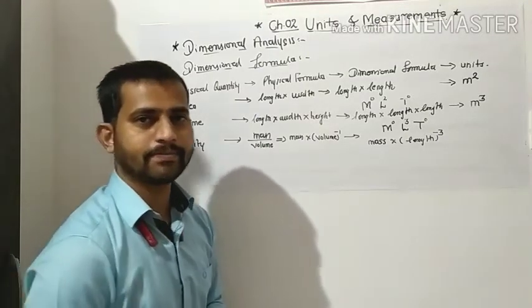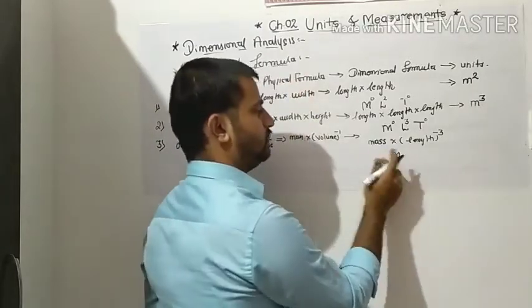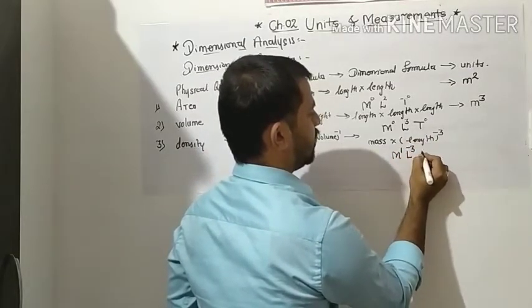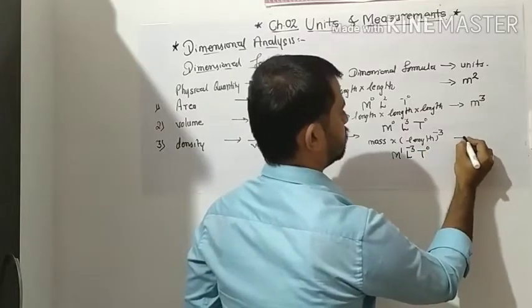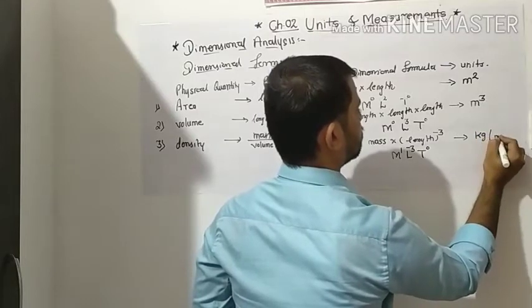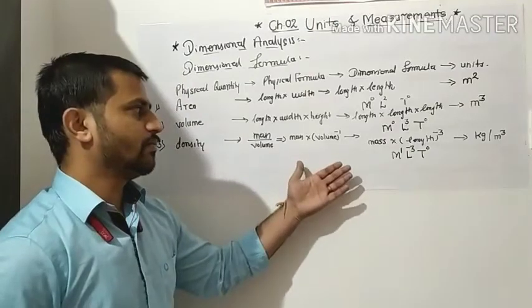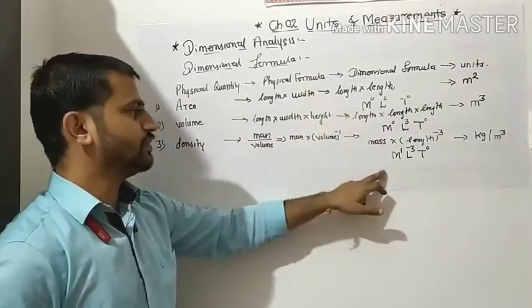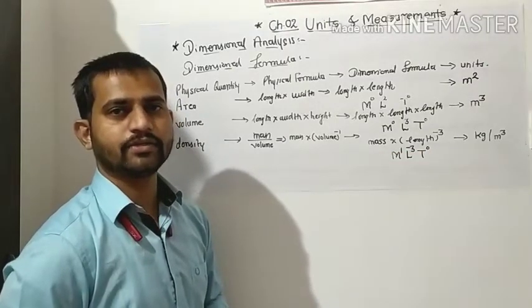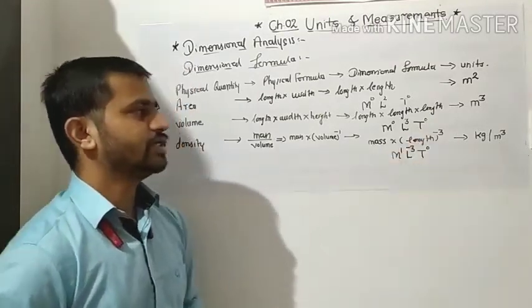So as per this, we can write down the dimensional formula in terms of mass, length and time. Here the mass is 1, the length is minus 3, and the time is 0 again. What is the dimensional formula for the density? It is M raised to 1, L raised to minus 3, T raised to 0, because time is not available there. So our unit is kg per meter cube.